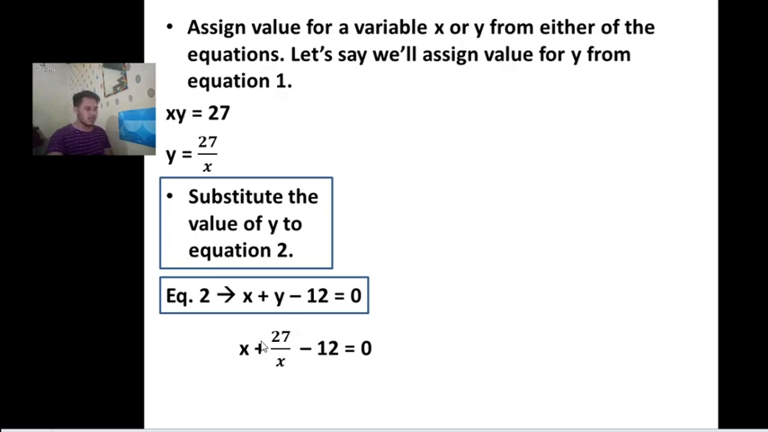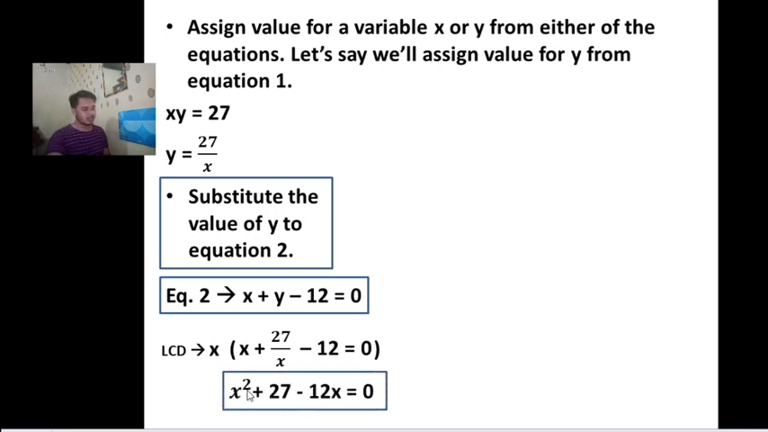Now, since we have here a rational term or a fractional term, we will now multiply all terms by their LCD. And the LCD is x. If we multiply x, we will distribute x to the quantity inside. We have x times x, x squared. x times 27 over x, 27. x times negative 12, negative 12x equals 0.